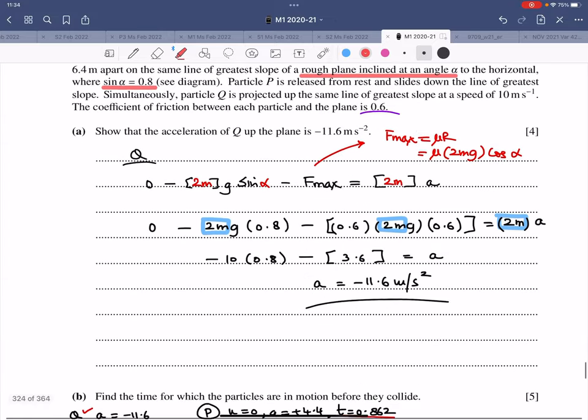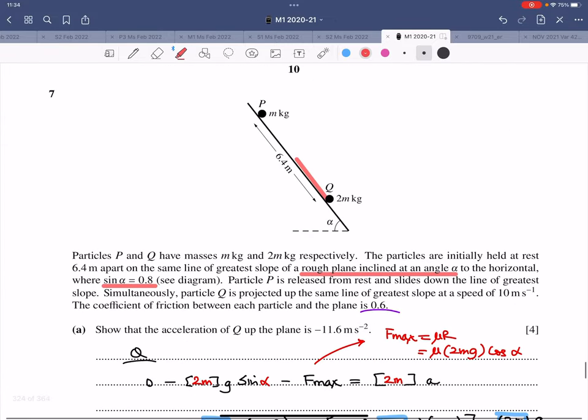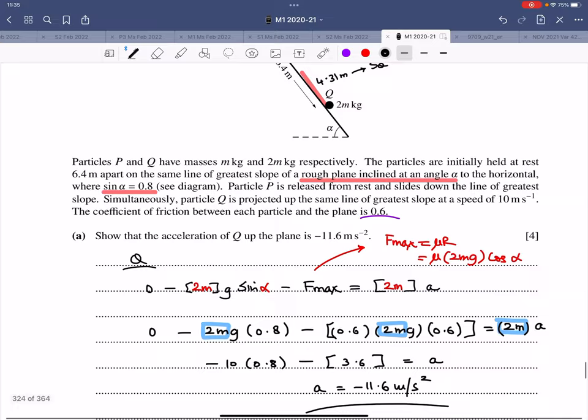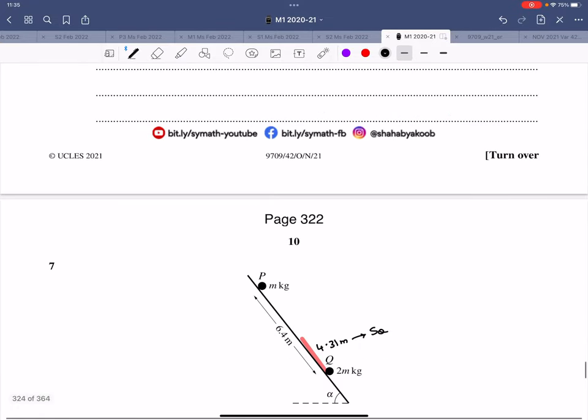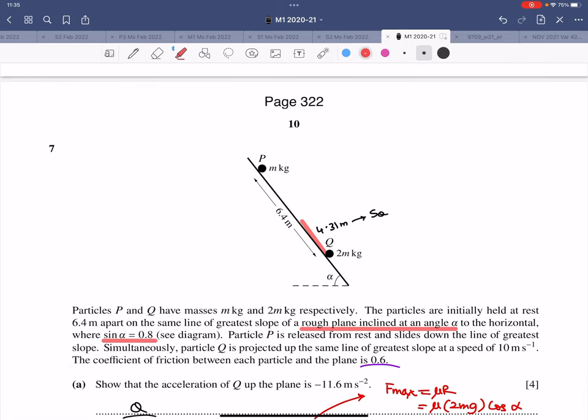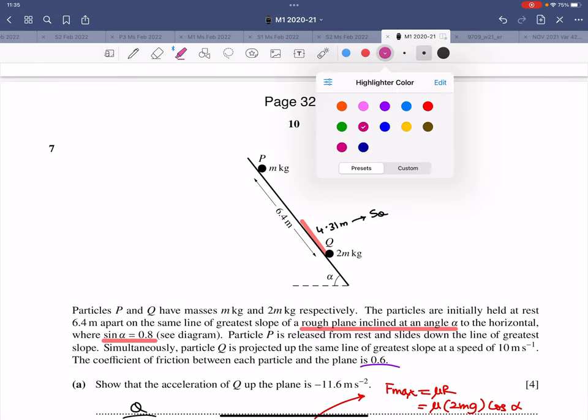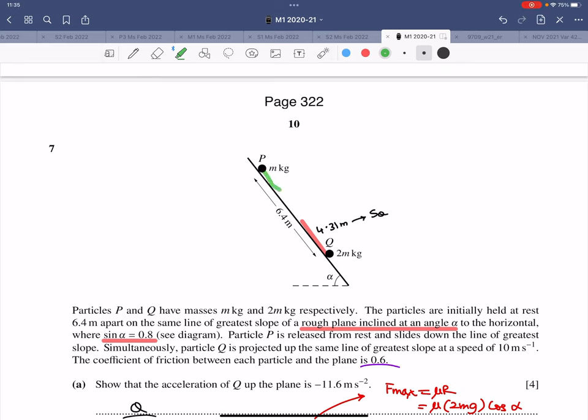4.310 meters, 4.31, let's call it. So somewhere here, this is 4.31 meters, that is the distance traveled by Q. The distance traveled by particle P is 1.634. So now the distance traveled by P, let me mark it in green, is, let me make it straight. This thing is SP, 1.634 meter.